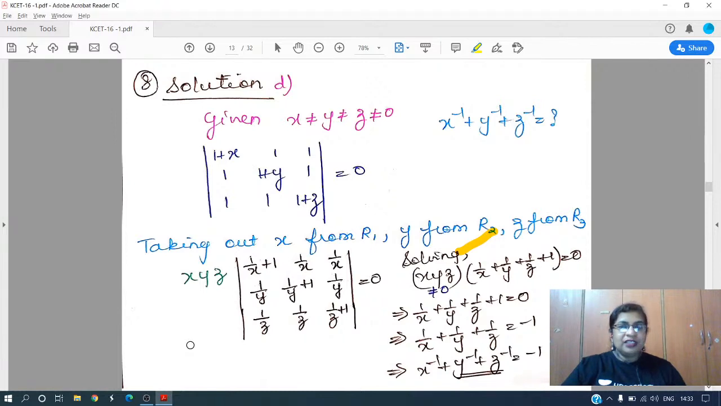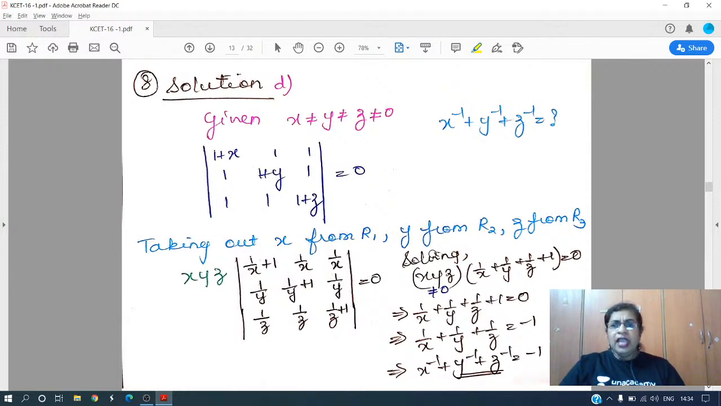When I'm adding all the 3 rows, I'm going to get 1 plus 1 by x plus 1 by y plus 1 by z everywhere. Just observe. Are you getting the same? Yes. And that could be taken out. And when you evaluate the determinant, you are getting the determinant value 1. Clear? Okay.